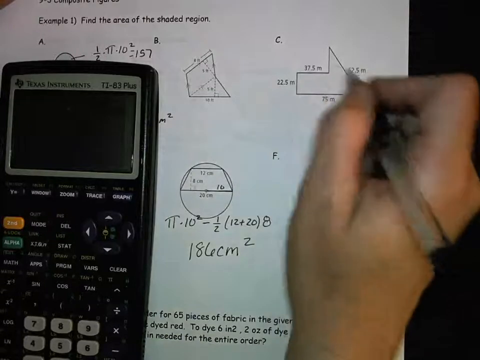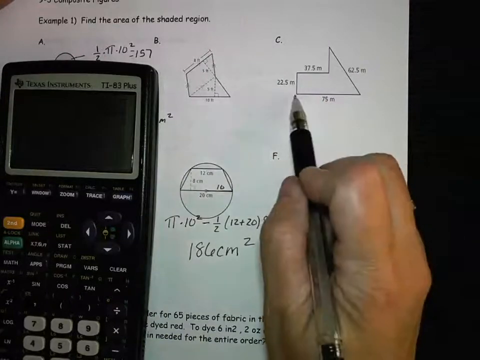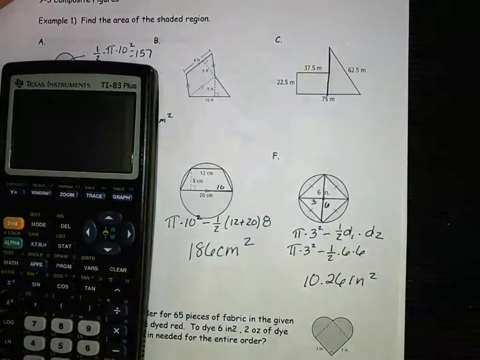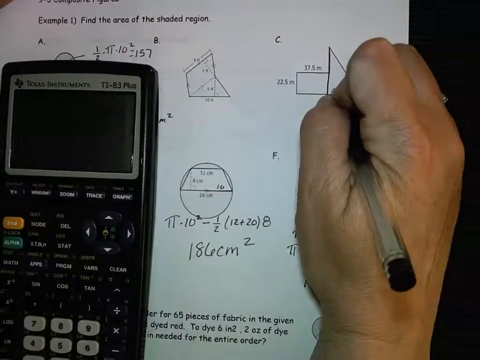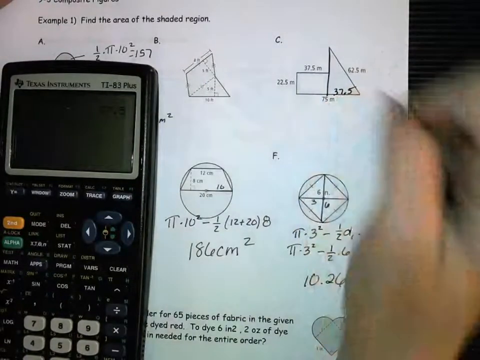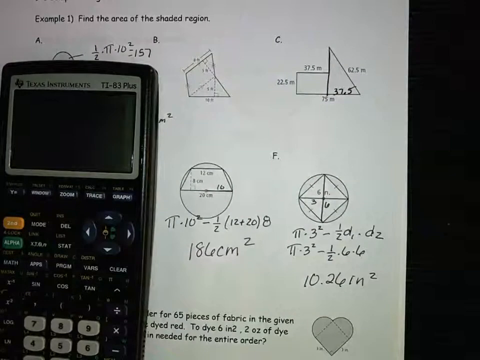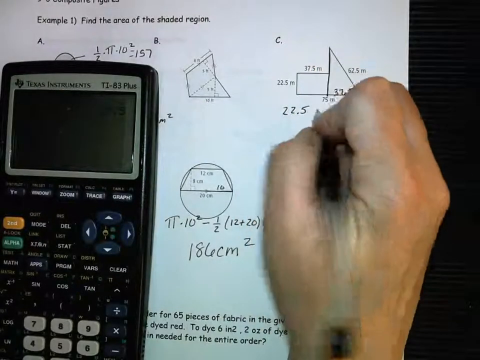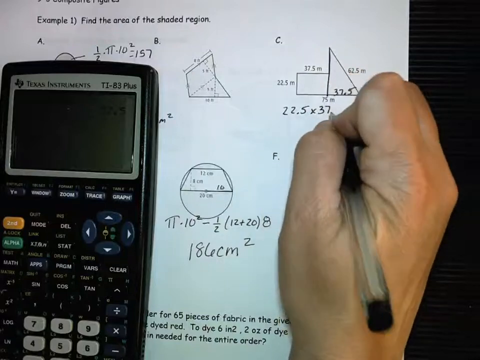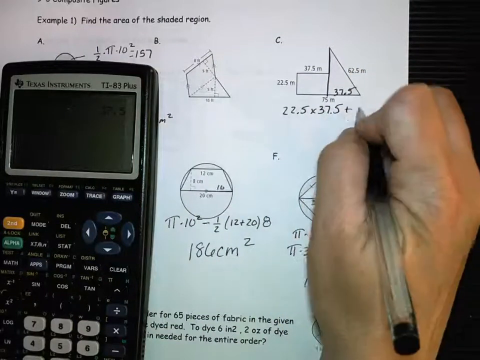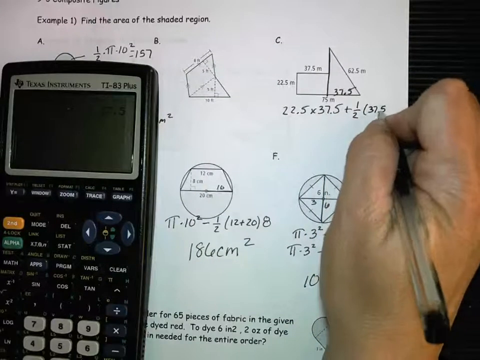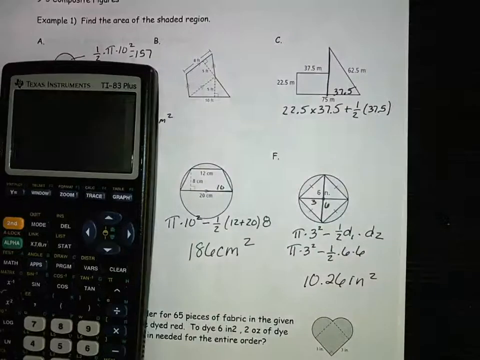The next one, I'm going to go to this one. See, we know this is 75. I think I'm going to drop this line right down here. 75 minus 37.5 makes this 37.5. Then we have a rectangle on the left, and we have a triangle on the right. So we have 22.5 times 37.5 plus the triangle, which is 1/2 37.5. We don't have the height though.